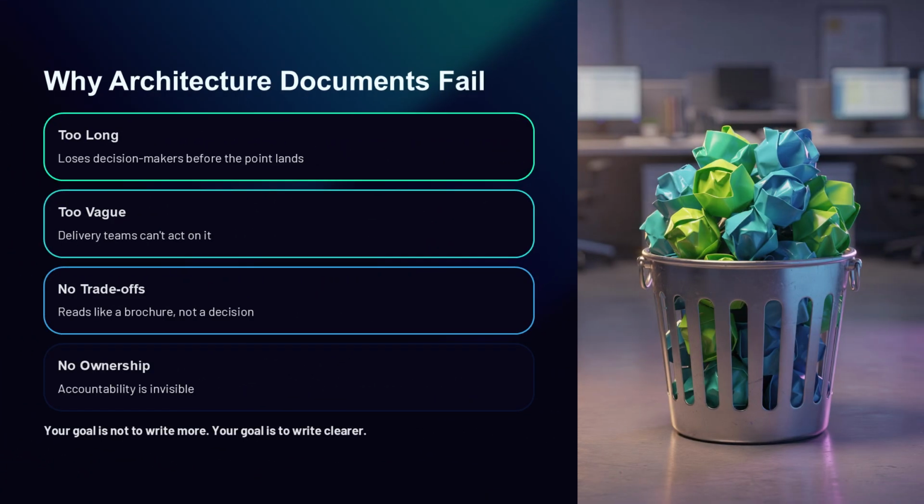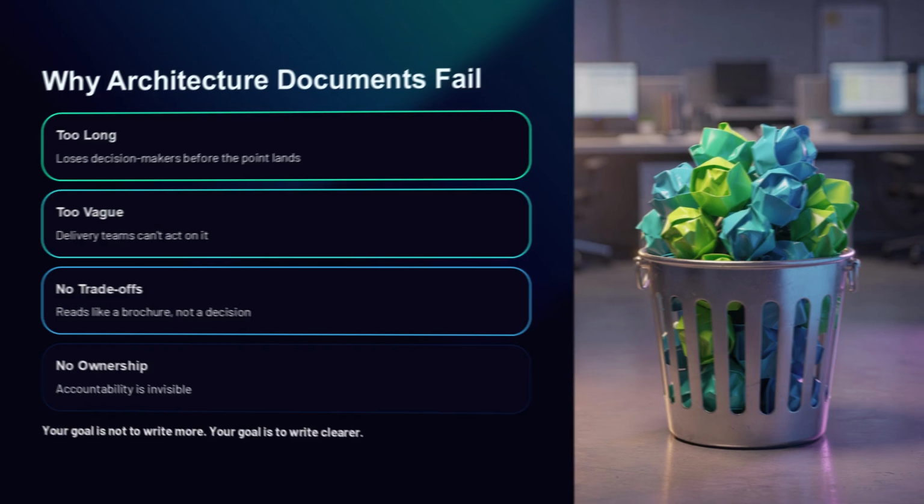With that purpose clear, you should understand why architecture documents often get ignored. They fail when they are too long, too technical for decision makers, too vague for delivery teams, or disconnected from real risks and constraints. They also fail when they read like a product brochure, when ownership is unclear, or when they do not capture trade-offs and residual risk. Your goal is not to write more. Your goal is to write clearer.